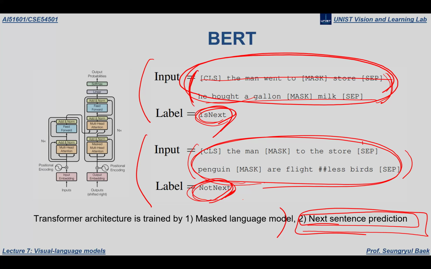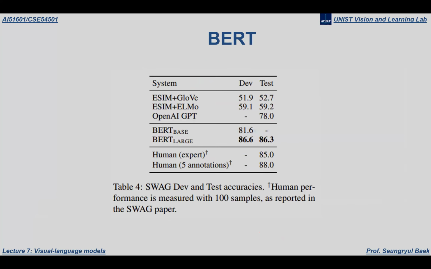Using these two types of self-supervised learning tasks, BERT trained a huge network, and then applied fine-tuning techniques to apply it to specific tasks. Now this is a comparison of OpenAI GPT-1 and BERT. BERT recorded slightly better performance than OpenAI GPT, and even surpasses human performance in some tasks.